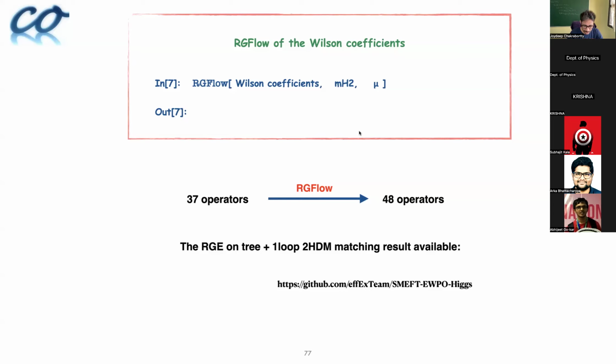These anomalous dimension matrices are not diagonal; they have off-diagonal entries. Now, what is the meaning of that? It means that if you consider the running of operator O1, it will mix with other operators O2, O3, and O4. So it may happen that after integrating out you get a few operators, but through the running you generate more and more operators. And that's what is shown. For this particular case, you generate 37 operators through the one-loop matching, but if you perform the RG running to the electroweak scale, you will generate 48 such operators.